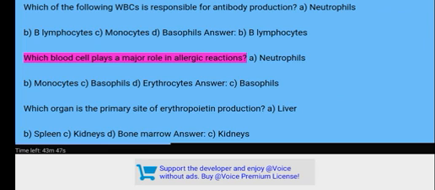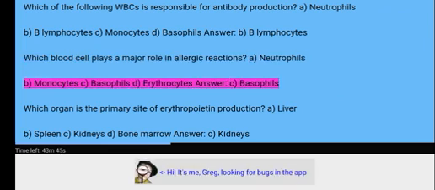Which blood cell plays a major role in allergic reactions? A. Neutrophils. B. Monocytes. C. Basophils. D. Erythrocytes. Answer: C, basophils.